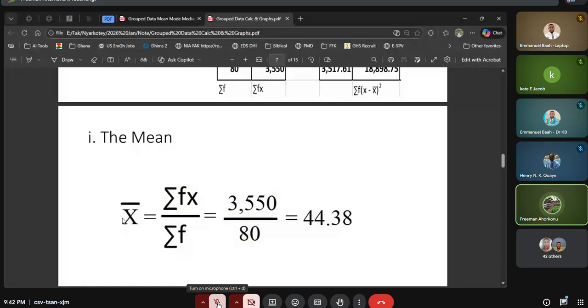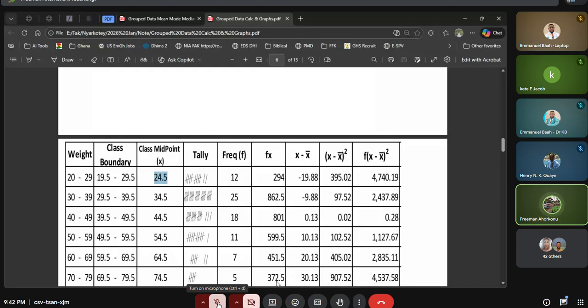So wherever you see x, this is another x, this is another x, this is another x. So wherever you see x, you are subtracting 44.38 from it. So you are subtracting 44.38 from this, from this, from this, and from this. So do it and confirm that you have the same answers here. That's the meaning of x minus x bar. Do that one here, this column. We are now here. Don't jump ahead and be asking questions. Do exactly what I asked you to do.